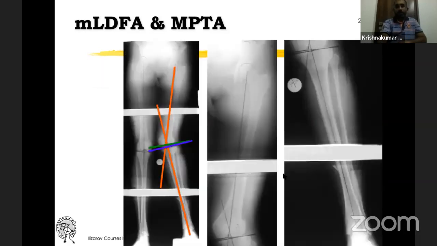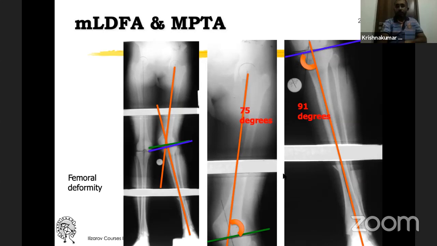Similarly, in a valgus femur, you draw the axis lines. You find that the mechanical axis is deviated towards the lateral side. Femoral mechanical axis, femoral joint orientation line, it's 75 degrees. So again, it is abnormal. Now we'll go to the tibia and find out whether there is a tibial deformity or not. So that's the mechanical axis of tibia, joint orientation line of the tibia, and it's 91 degrees, more or less normal. It can be 87 plus or minus 4. So this is an example of a femoral valgus.